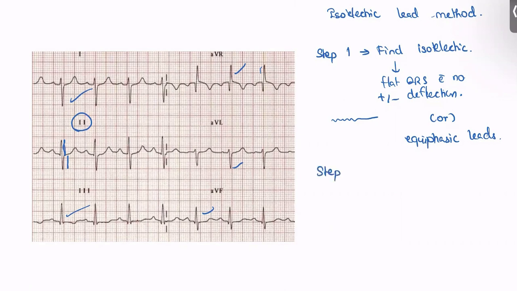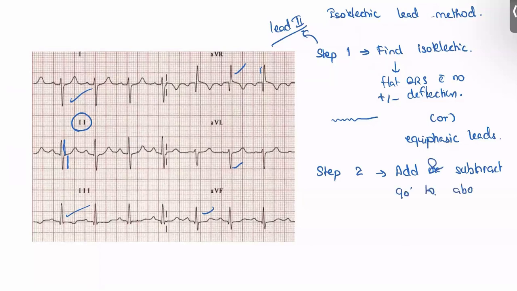Step 2, lead 2. Step 2 is add and subtract 90 degrees to the above lead. So lead 2 is plus 60 degrees, we all know that. Add 90, so plus 150. Subtract 90, so minus 30. Then that is step 3.